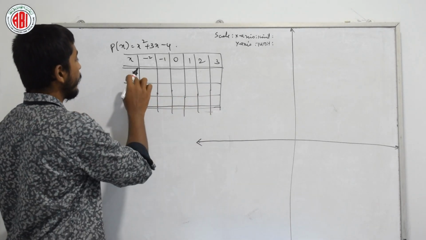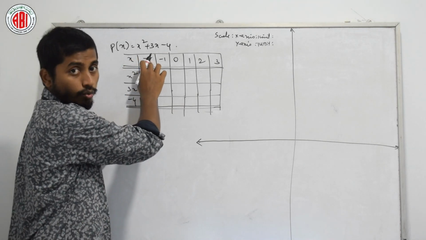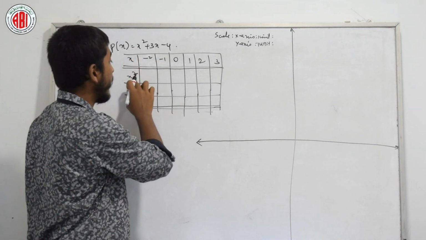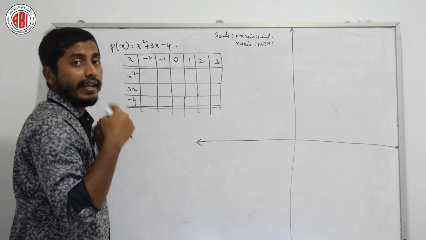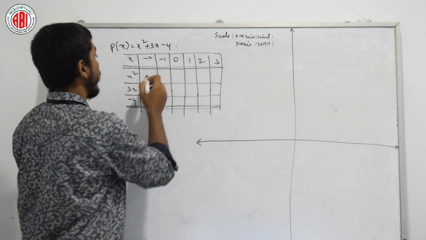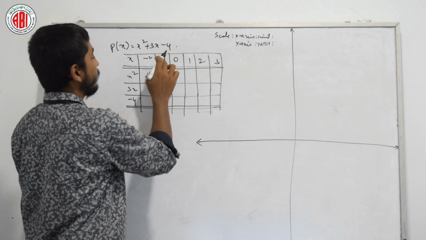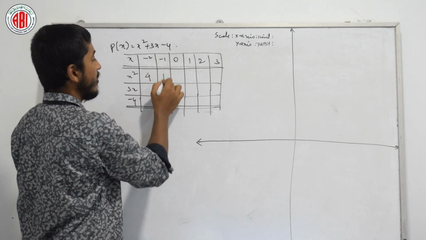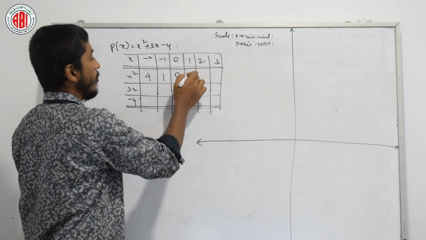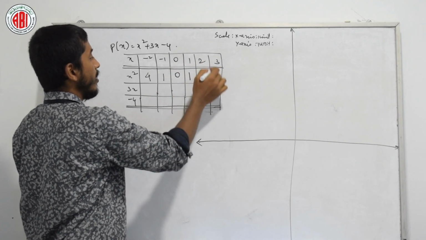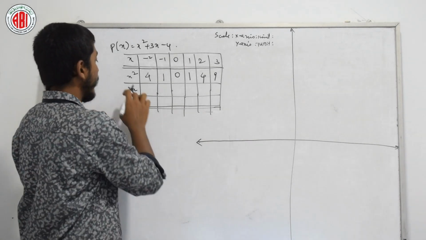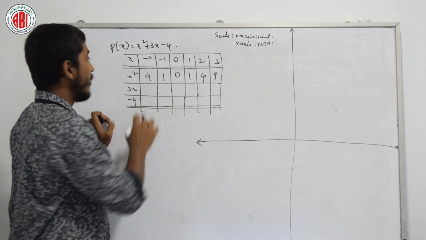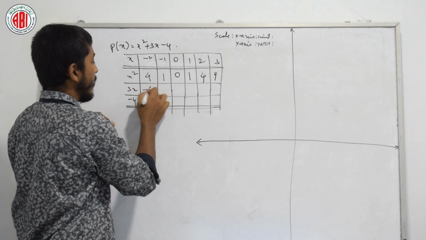See here, if x is -2, what will be the value of x square? -2 square will be 4, because the square of a negative term is positive. I am telling back to back. See here, -1 square is 1, 0 square is 0, 1 square is 1, 2 square is 4, 3 square is 9. Is it okay? Now the next is 3x. 3 into -2, that is -6.